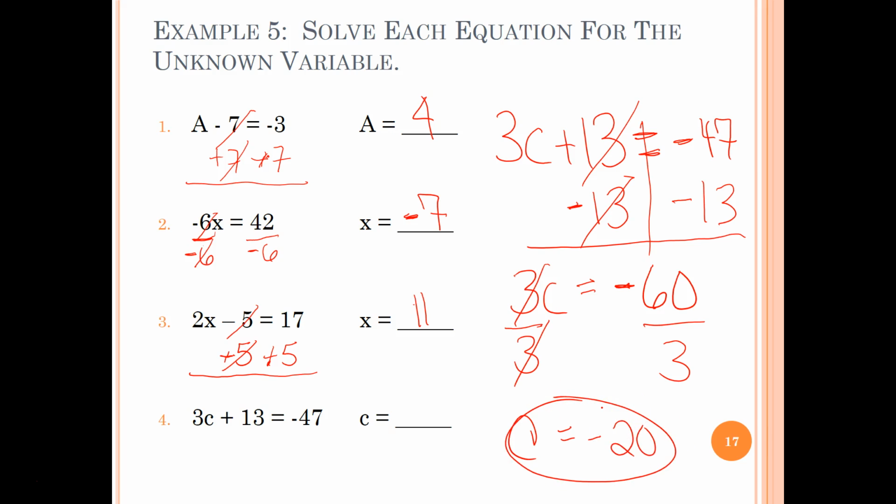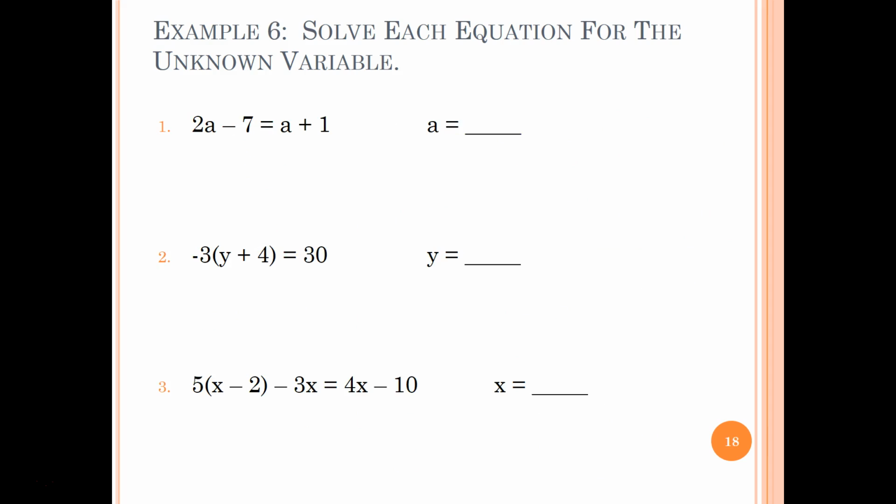And if we go back and check this, 3 times negative 20 plus 13 gives us negative 60 plus 13, which equals negative 47. Oh, good. We didn't make any mistakes here. So we're on a roll. Okay, moving on to the next example.